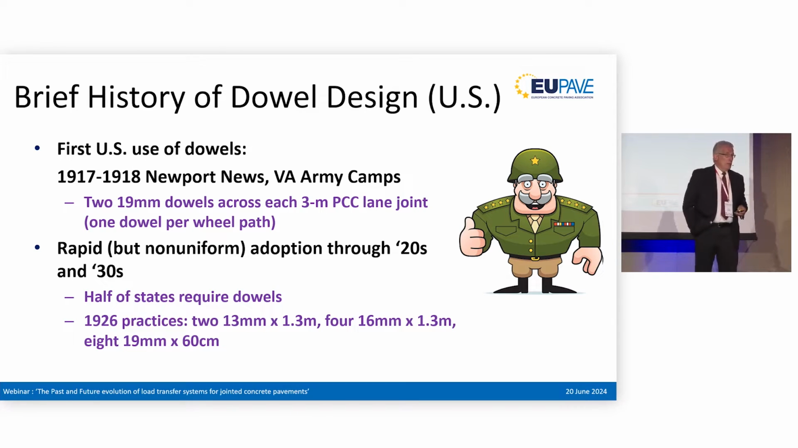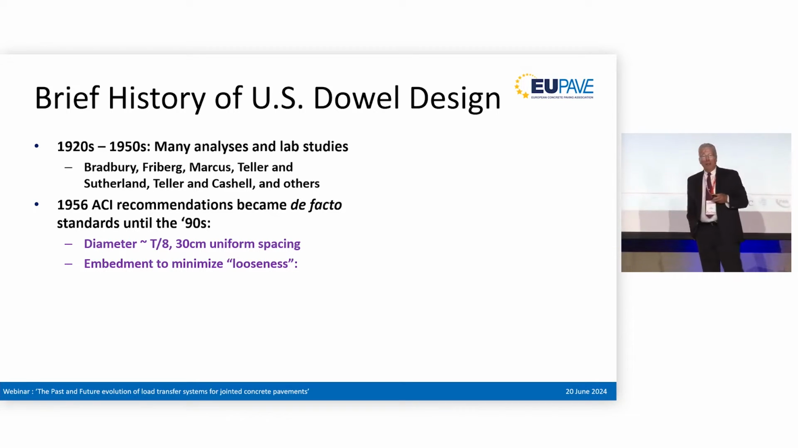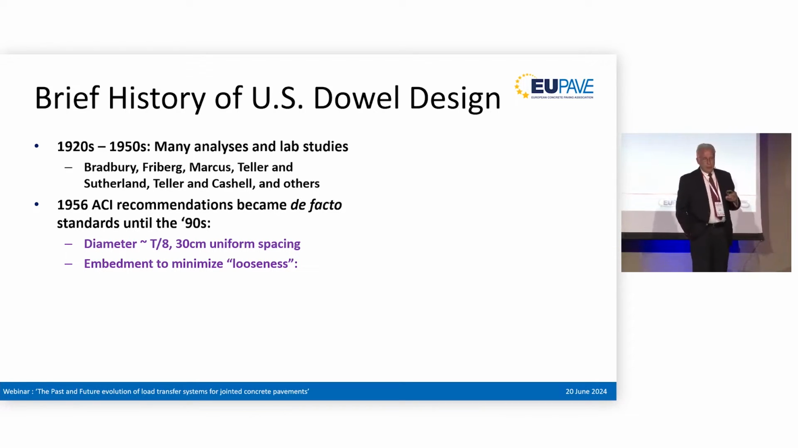So that, of course, led to a lot of research by a number of very famous people that are famous in the area of dowel bar research. Teller and Cashel, Bradbury, Freeberg, did a lot of research over the next 30 or 40 years, and their research led to recommendations in the American Concrete Institute journals in 1956, and those recommendations became essentially standard designs in the United States, and similar designs were adopted around the world.